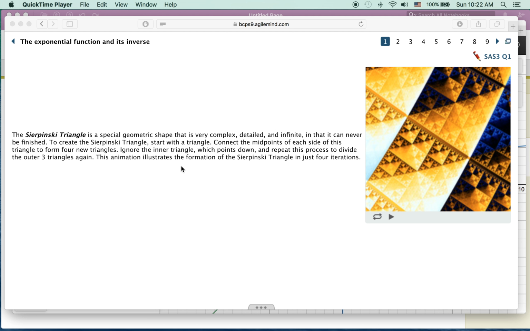Today we're going to be talking about exponential functions. Exponential functions are functions that increase rapidly, unless they're exponential decay functions, in which case they decrease rapidly. But today we're only going to talk about exponential growth.